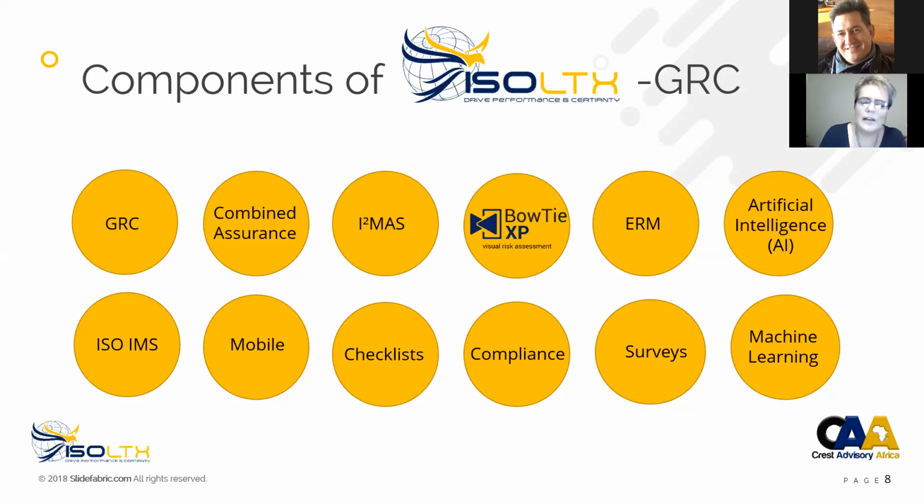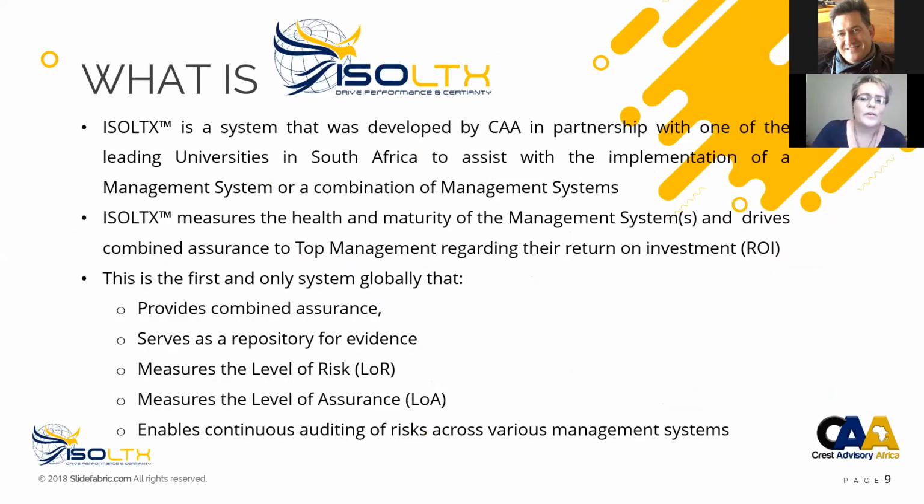Looking at the ISO management systems, checklists, also a totally different view of a checklist, and linking it to an ISO management system. And then compliance and surveys, which is very important to understand what your clients need from you and how they find your services. So ISOLYTICS is a system that was developed in partnership between CAA and a very leading university in South Africa that assists us in creating this system to create combined assurance on management systems.